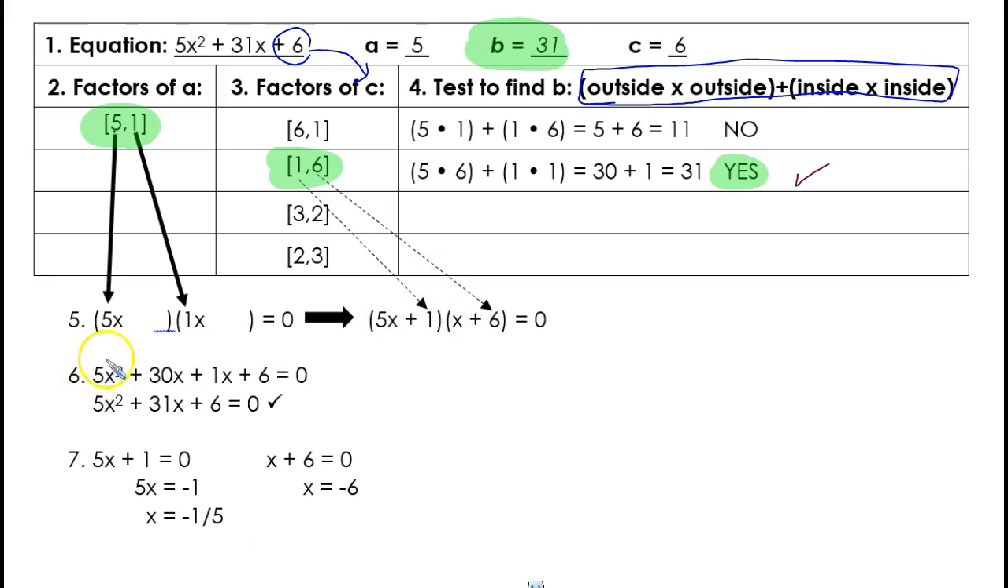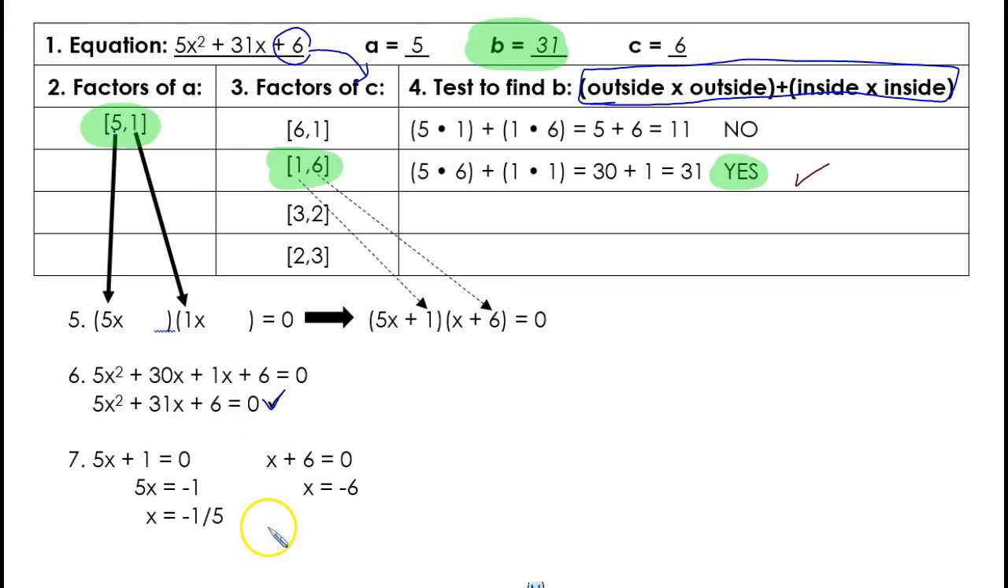Okay, so 5x times x is 5x squared, 5x times 6 is 30x, 1 times x is x, 1 times 6 is 6. That's the FOIL process. First, outside, inside, and last that we're doing here. And when we clean up by combining the like terms in the middle, 30x plus 1x to get 31x, we get what we started with, which was 5x squared plus 31x plus 6.